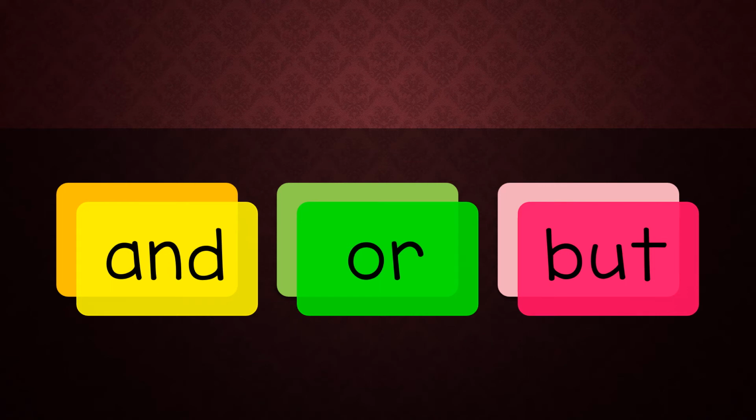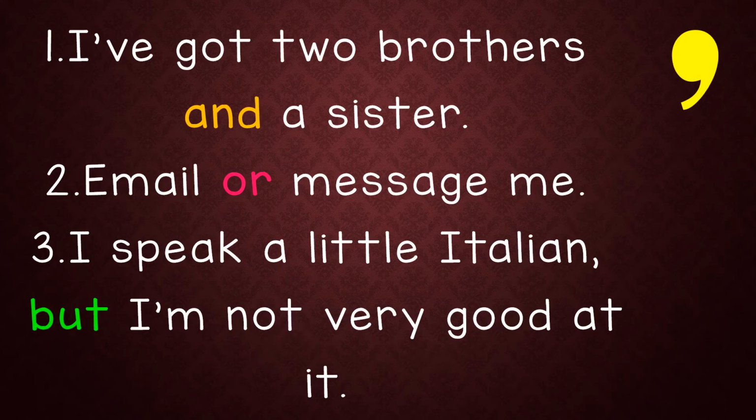Next, we are going to look at when to use these three words: and, or, and but. Dan, atau, tapi. When do we need to use these three words? These are the examples. Okay, number 1. I've got 2 brothers and a sister. We use and when we have 2 things to say. I've got 2 brothers and I've got a sister. Saya ada 2 abang dan 1 kakak. So, saya ada 2 abang dan 1 kakak. Okay, so we use and. Number 2, email or message me.